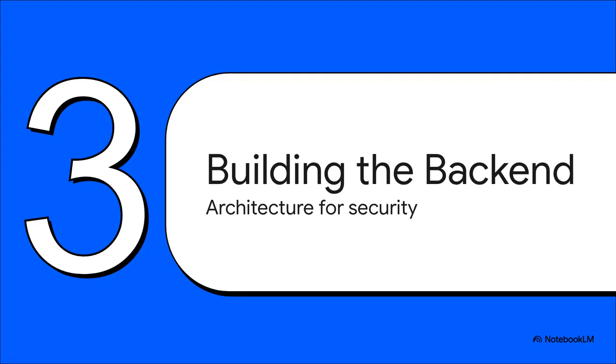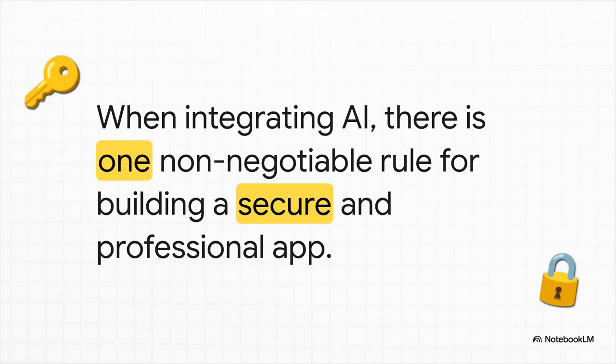Okay, the plan is set. The tools are chosen. Now we get to build the engine room, the backend that's going to securely power our AI. And that word, securely, well, it's everything. When it comes to the architecture, there is one non-negotiable golden rule. Getting this right is absolutely fundamental to building a safe, professional application.